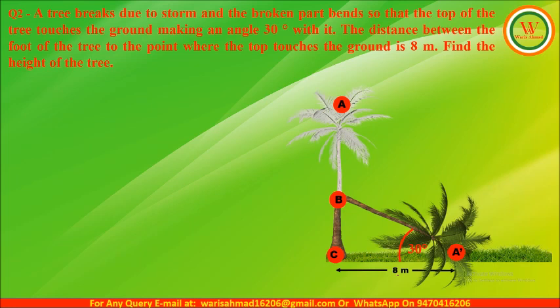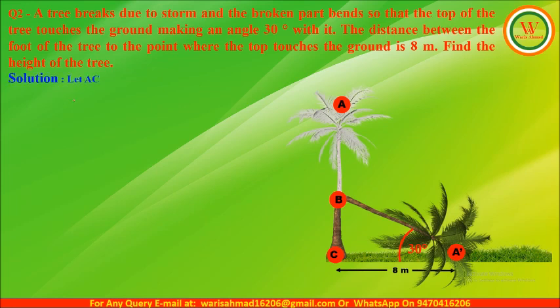Here we can observe that the distance of A dash B and AB both will be the same, because A dash B is the part of AB. AB and A dash B both are equal. So in this question, we have to find out the height of the tree. So let us see the solution.